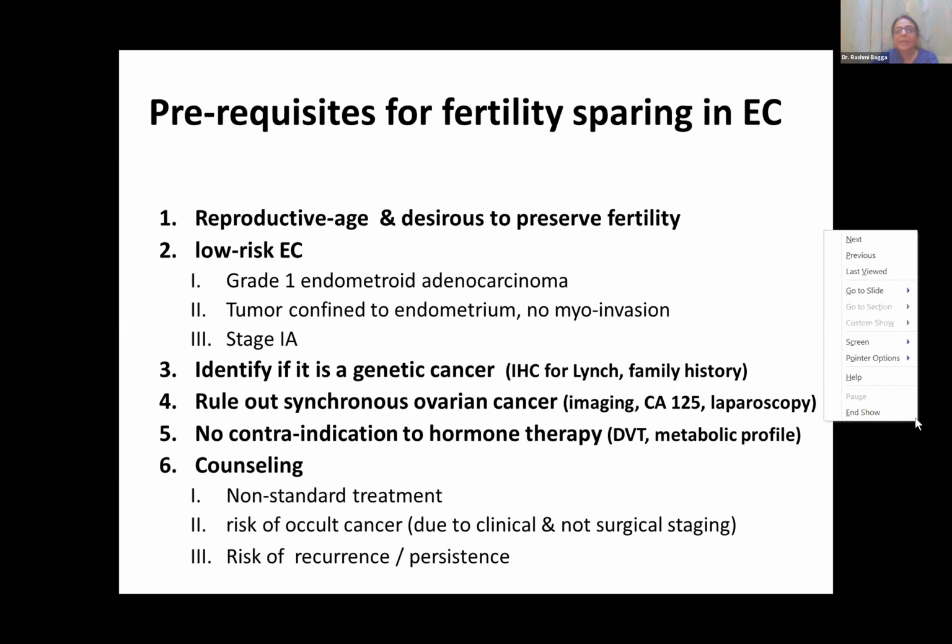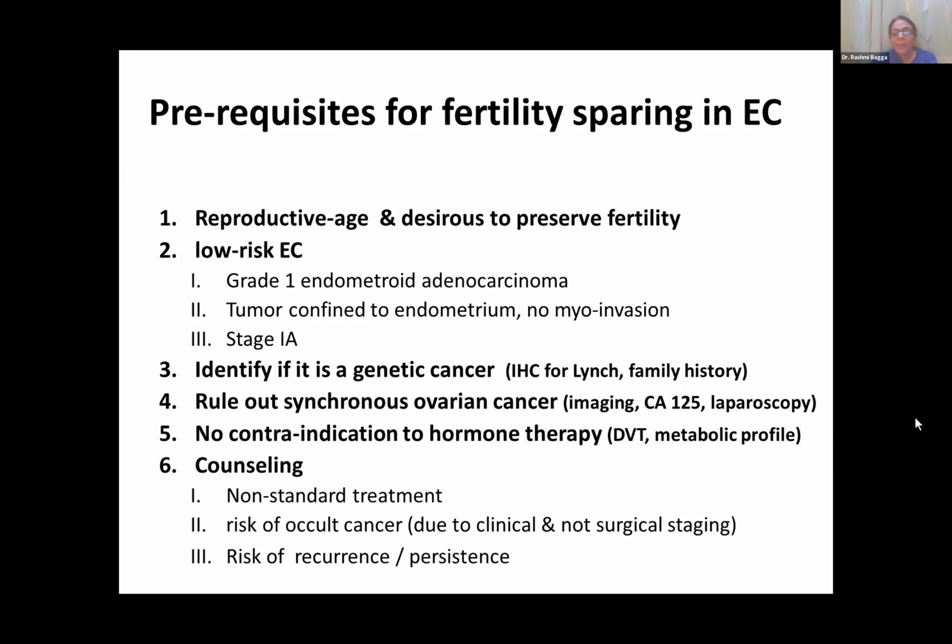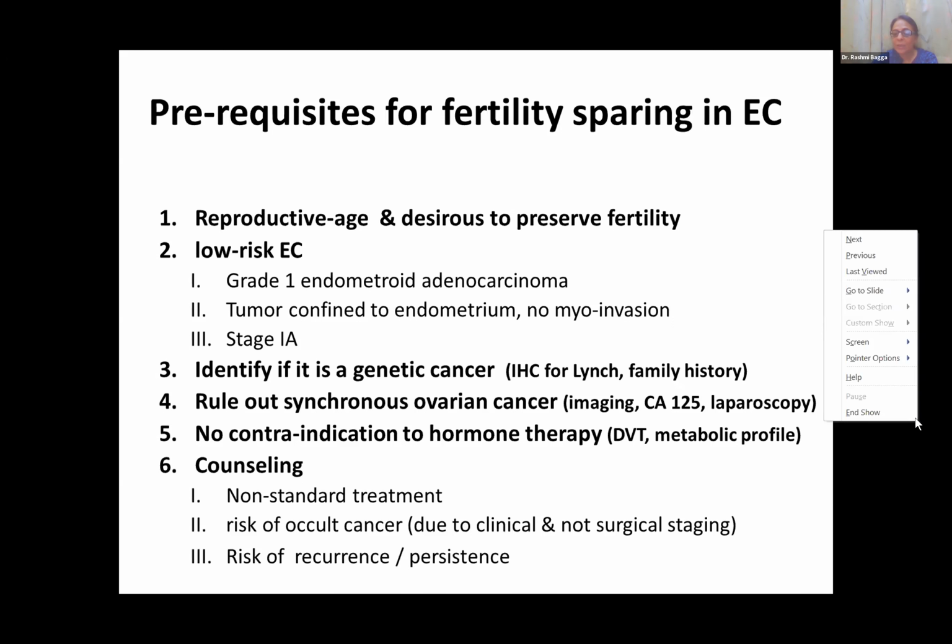and we can take the help of immunohistochemistry, like which was just shown earlier by Dr. Desai, and family history. It is not a strict contraindication to fertility sparing, but if it is a genetic cancer, then the chances of synchronous ovarian involvement may be higher, which has to be ruled out by imaging, by CA-125 assessment, and laparoscopy if required. The patient should not have any contraindication to hormone therapy because we use high doses of progestins, which have their inherent problems like causing thrombosis and altering the metabolic profile.